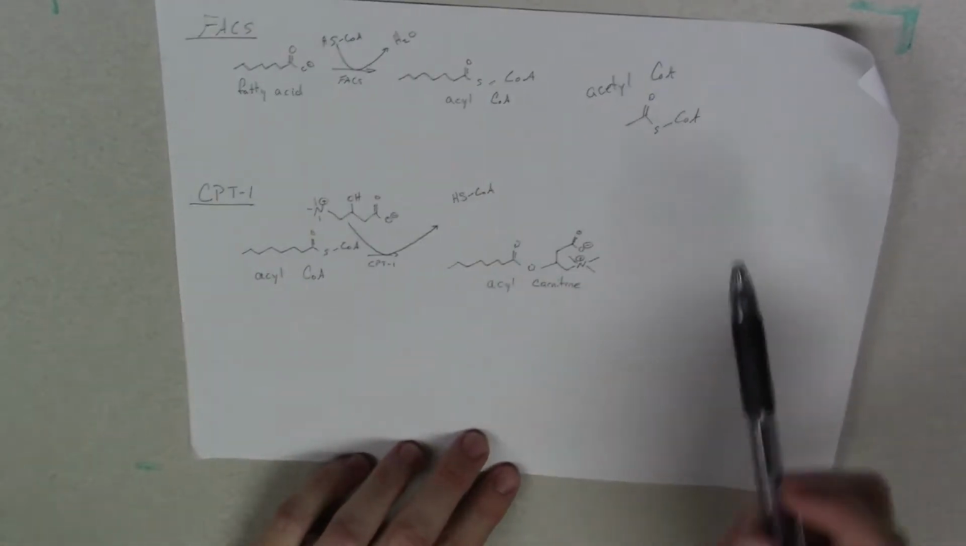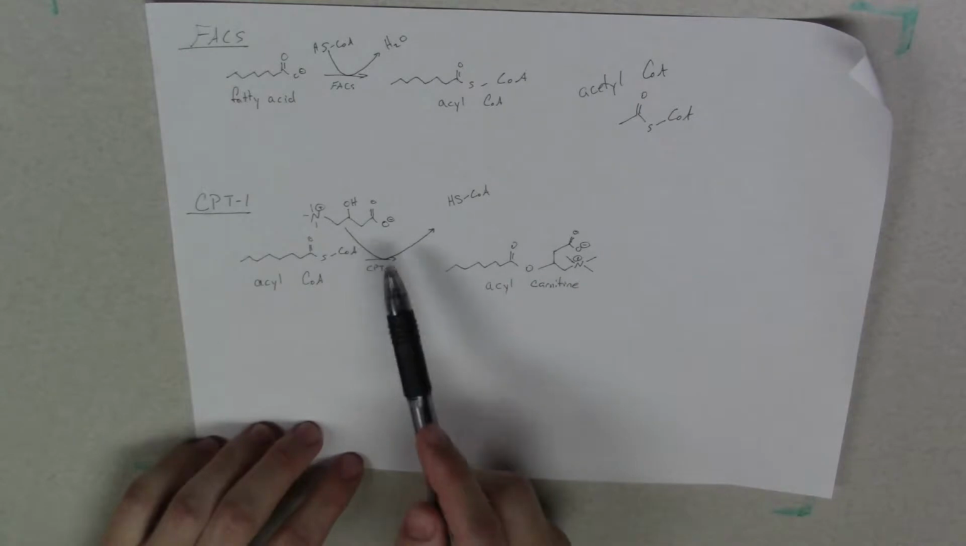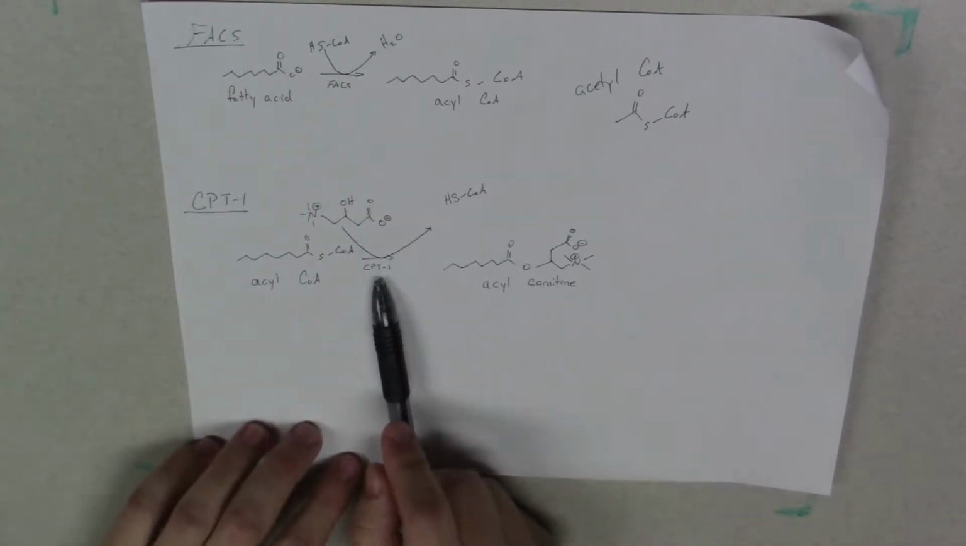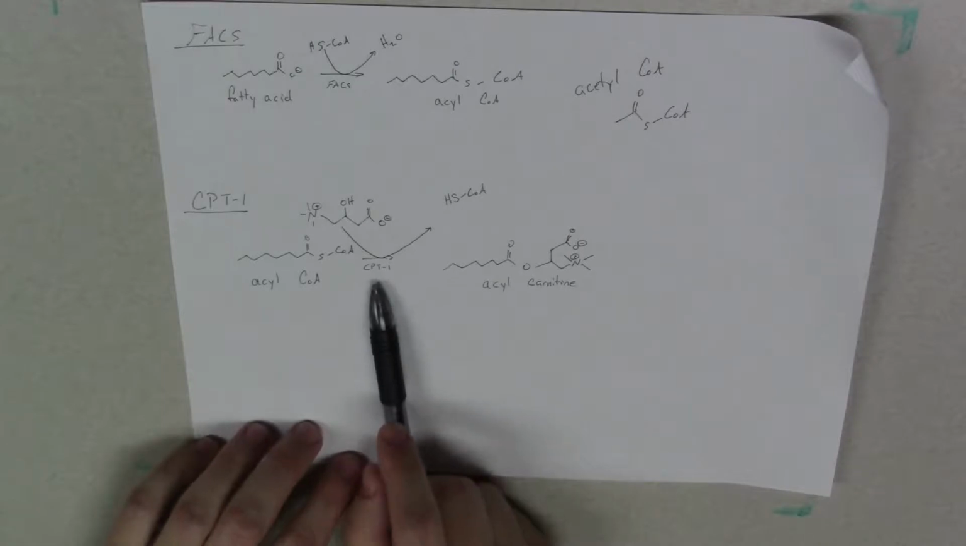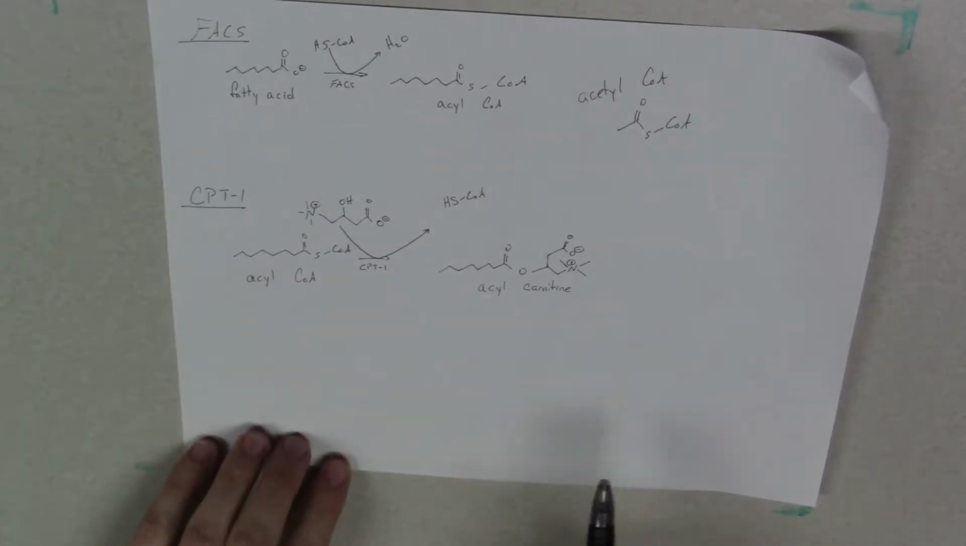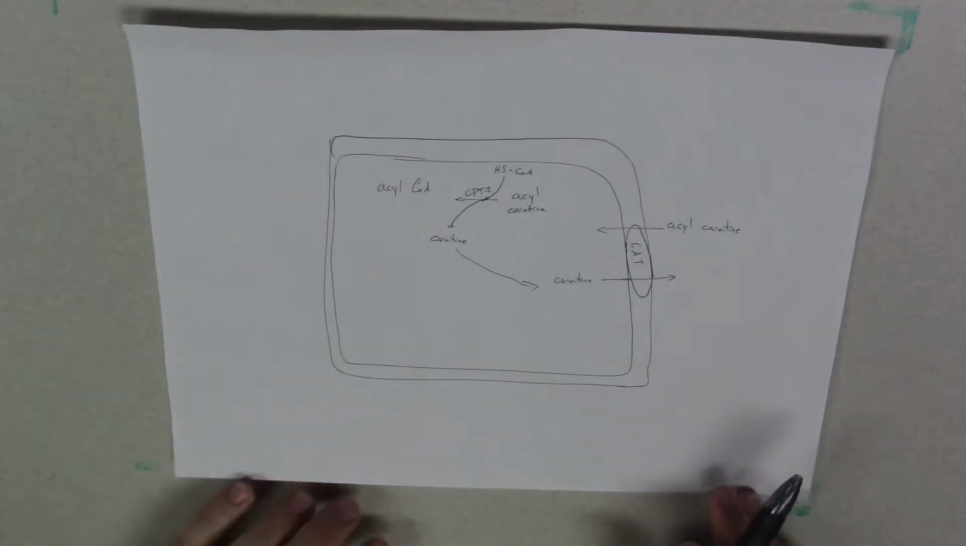So the next step will be the replacement of the coenzyme A with carnitine. So here's carnitine up here, and this is done with enzyme CPT1, which is carnitine palmityl transferase 1. And so now we have acylcarnitine. And acylcarnitine can actually be transported into the matrix via the CAT antiport, which is chloroamphenicol acetyltransferase.